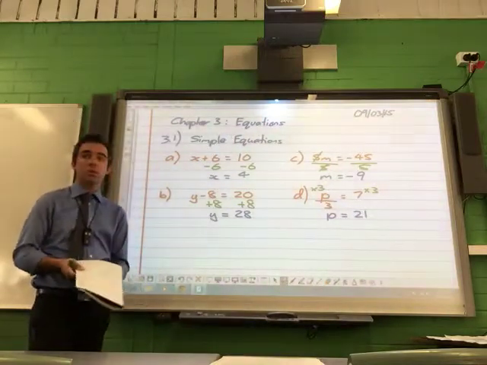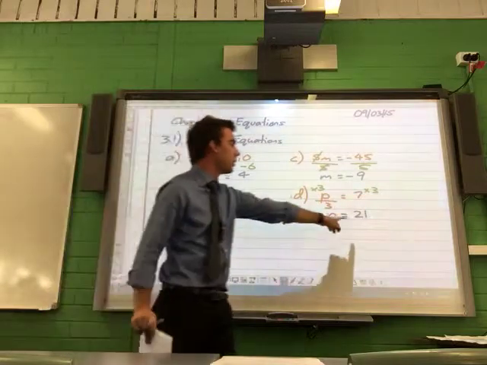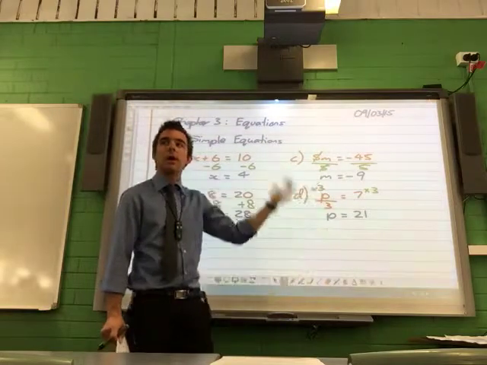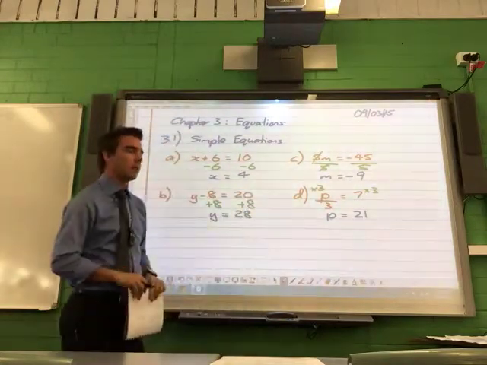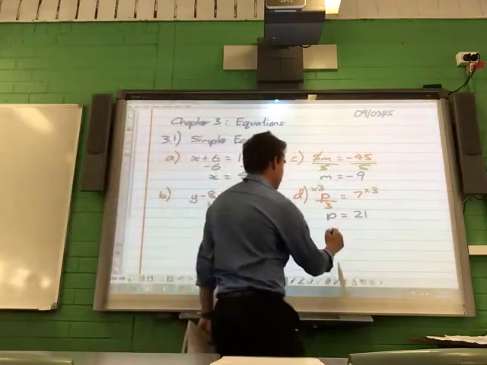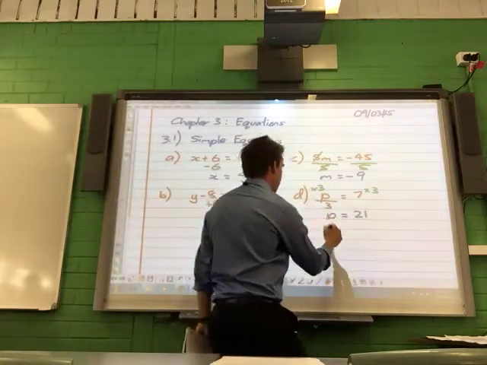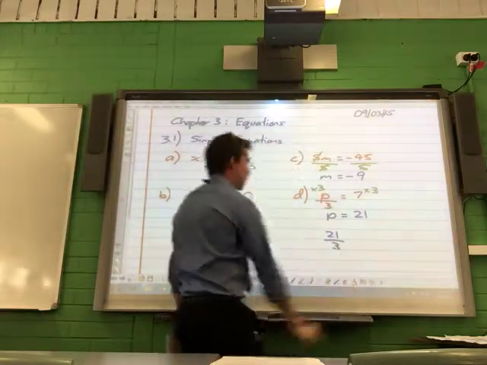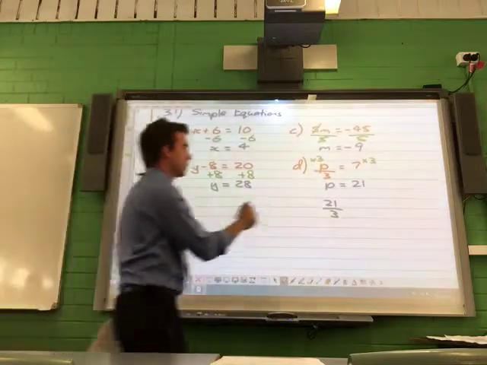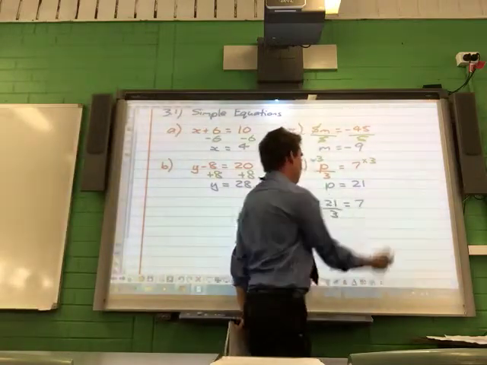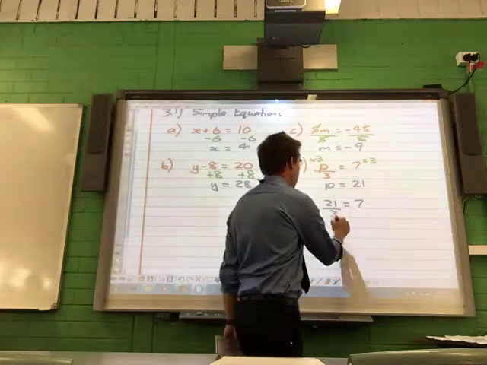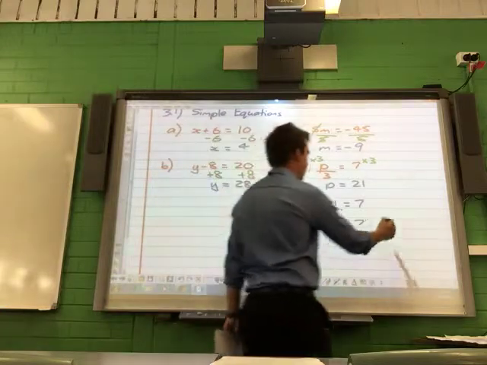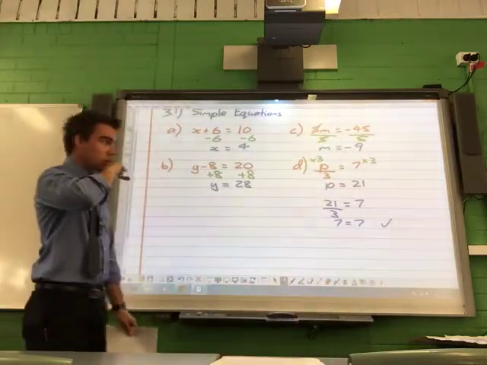So what this solution means is, if I substitute the number representing the variable back into the original equation, I'm going to get the same number on both the left-hand side and right-hand side. So if I put it back into the original equation, we replace that p with 21. 21 over 3 equals what's on the right-hand side, which is 7. So 21 over 3, same as 21 divided by 3, is 7. And 7 is 7, so 7 equals 7. That's your way of checking the solution to your equation.